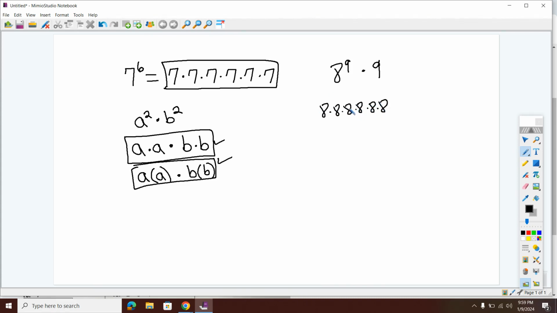1, 2, 3, 4, 5, 6 times 8, 7 times 8, 8 times 8, 9. Make sure you count them to the 9th power. 1, 2, 3, 4, 5, 6, 7, 8, 9. And then times 9. This would be the answer in expanded form.